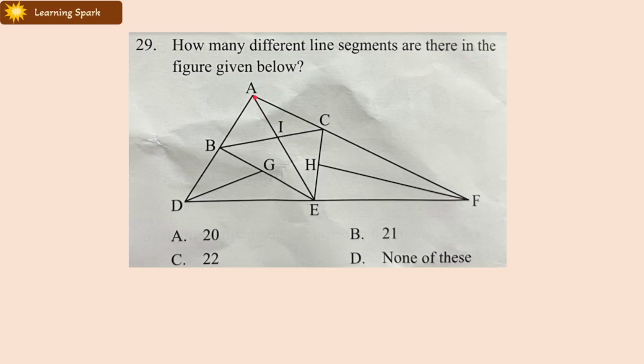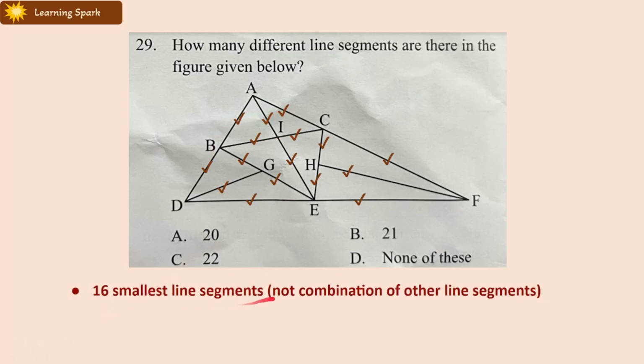Let's count this. First we will go for the smallest line segments, and then we will count the larger line segments, which are formed by joining more than one line segment. Okay, so let's see first what are the smallest line segments here. AB for example, BD, DG, these are smallest line segments. Now if you count these tick marks, these are all smallest line segments. You will see that there are 16 smallest line segments, which are not a combination of any other line segments.